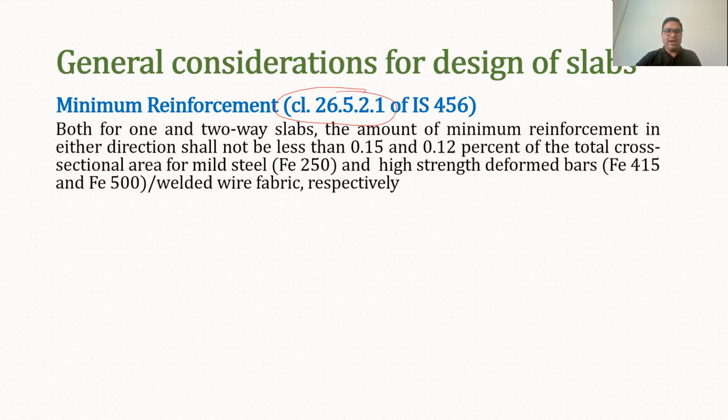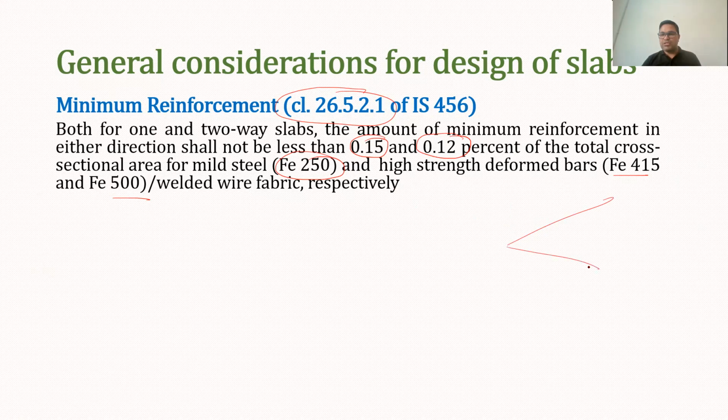Then we have another consideration, that is the minimum reinforcement in the steel. So what should be the value of minimum reinforcement in the steel? That is given in this clause of the IS code, so you can refer to this clause. As per this clause, in one-way and two-way slab, the amount of minimum reinforcement will be 0.15% in case of Fe 250, and in case we are using Fe 415 or Fe 500 steel, then it can be 0.12% of the total cross sectional area of the slab.